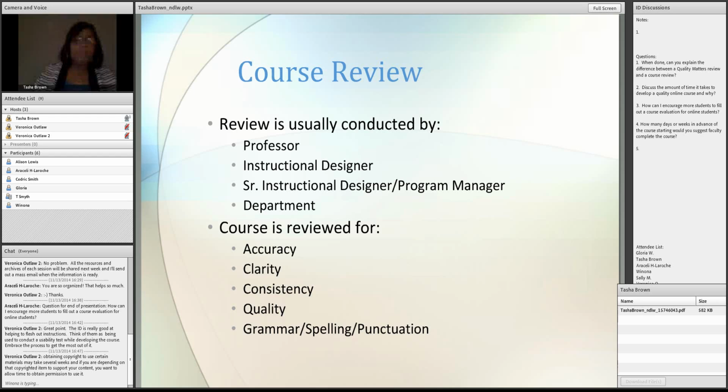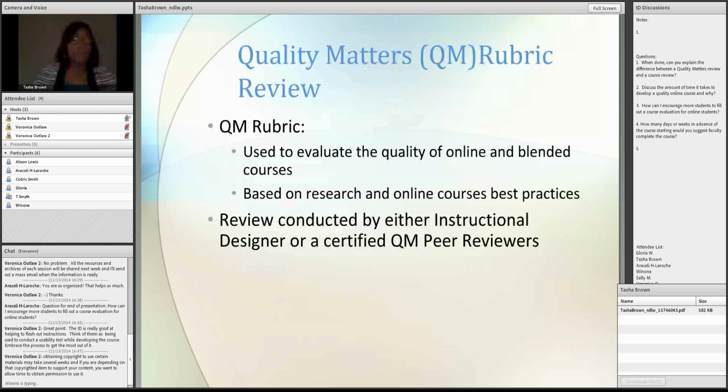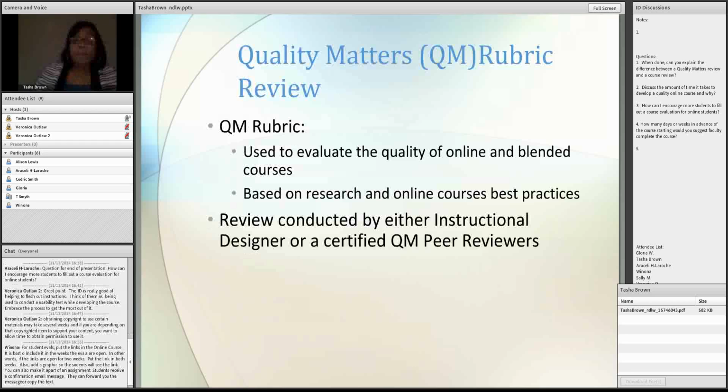Now, as you see below, the course is also reviewed for accuracy, clarity, consistency, quality, grammar, spelling, and punctuation. Those are all things that just happen in the course. Sometimes as an instructional designer, as a professor, you may miss it. But again, it's good to have another person look at it and say, you put that is incorrect, or you missed that punctuation.